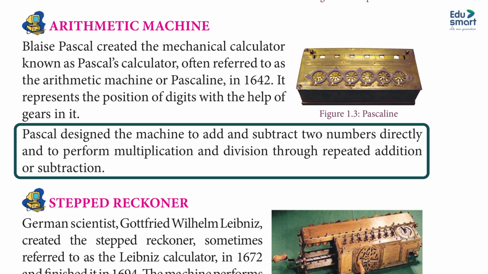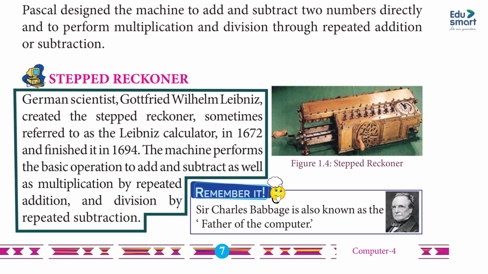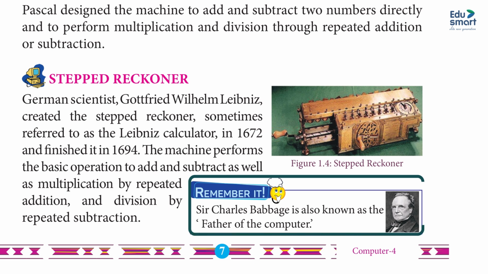Stepped reckoner. German scientist Gottfried Wilhelm Leibniz created the stepped reckoner, sometimes referred to as Leibniz calculator, in 1672 and finished it in 1694. The machine performs the basic operations of addition and subtraction as well as multiplication by repeated addition and division by repeated subtraction. Remember it! Sir Charles Babbage is also known as the father of the computer.